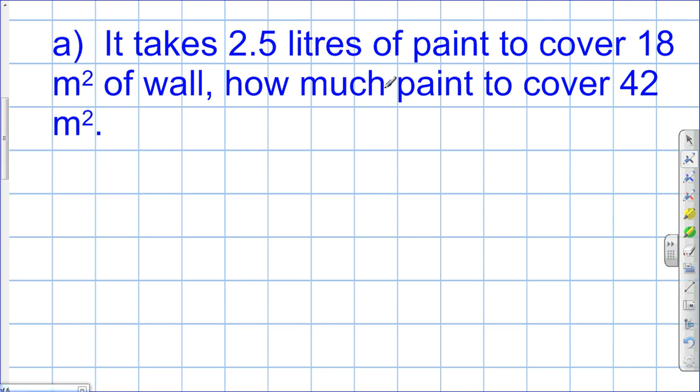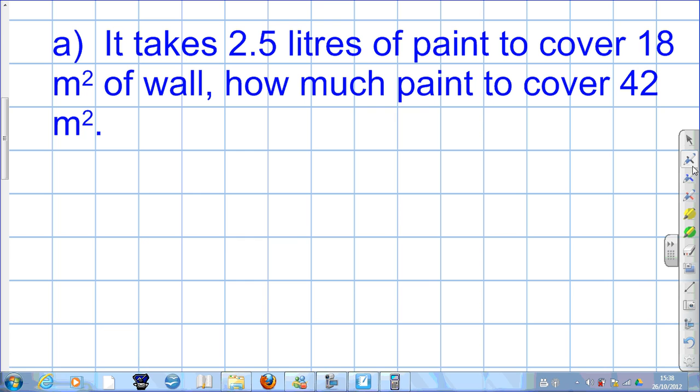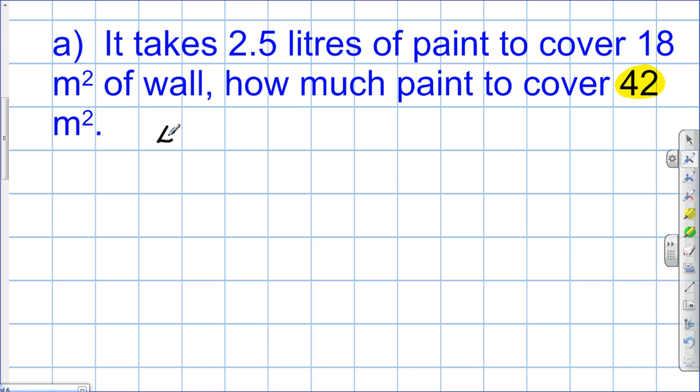It takes 2.5 litres of paint to cover 18 metres squared of wall. How much paint to cover 42 metres squared? Right, we start by looking at the key bit of information, the one that refers to the question. This is what I'm trying to find, the amount needed to cover 42 metres squared. So it becomes the first thing I write down.